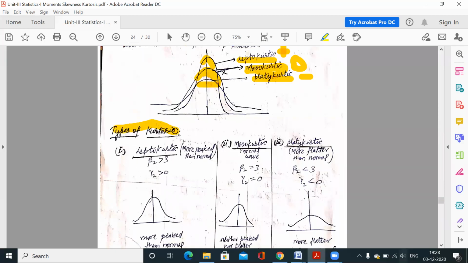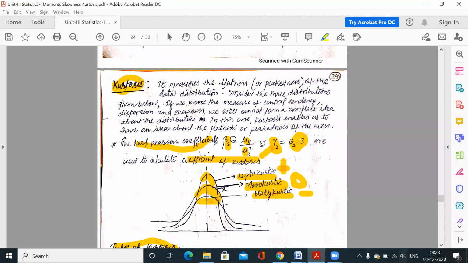Again, the types of kurtosis, we have already discussed these three categories. First is leptokurtic, which is more peak than the normal, when gamma 2 is greater than 0. When gamma 2 is 0, we say it is mesokurtic, the normal curve. And when gamma 2 is less than 0, we say platykurtic, more flat than the normal.